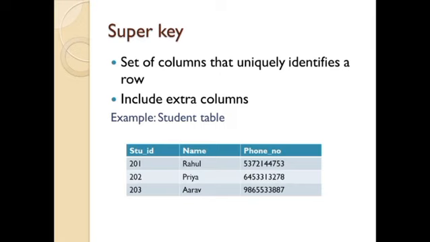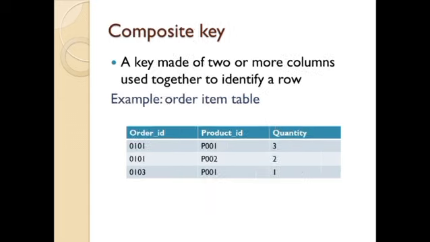Next is a super key. A super key is a set of columns that can uniquely identify a row. A super key is any combination of columns that uniquely identifies a record. It includes extra columns that are not necessary. In the student table, student ID is sufficient to identify a student, but if we use student ID and name, that is a super key, just with extra information.